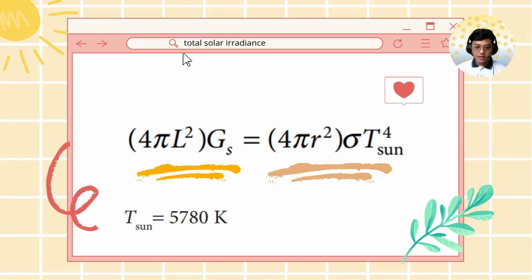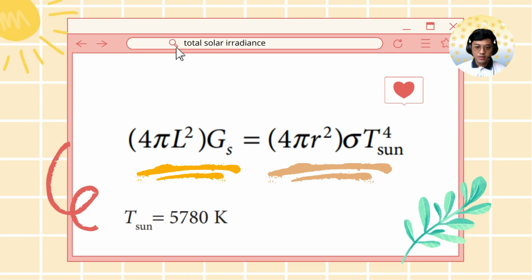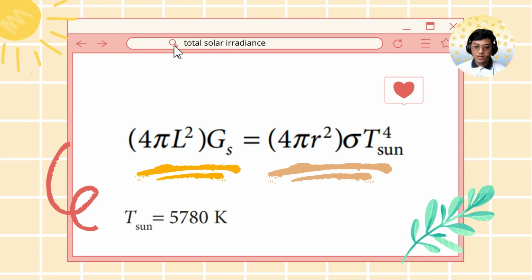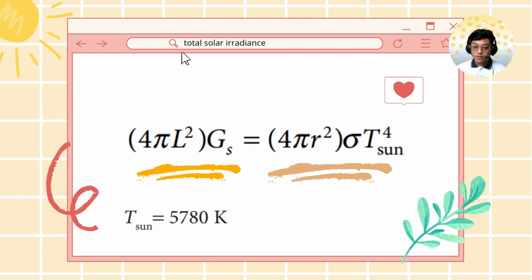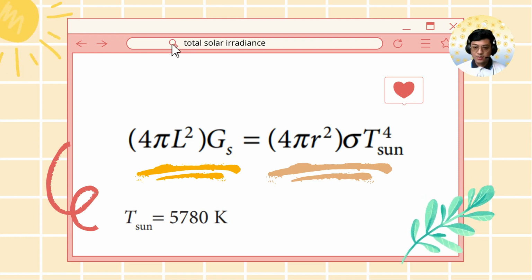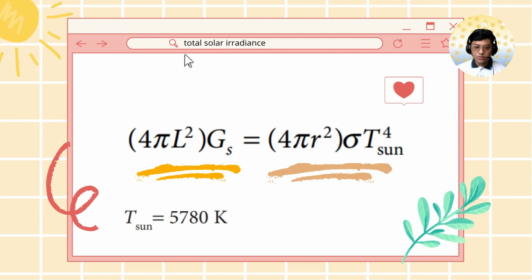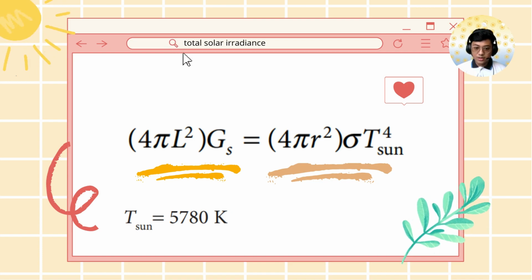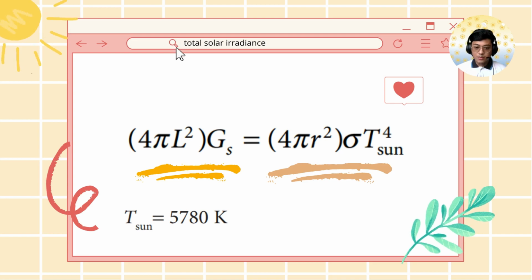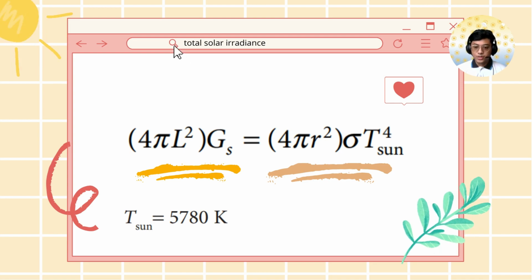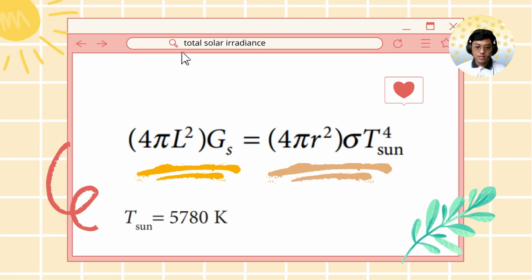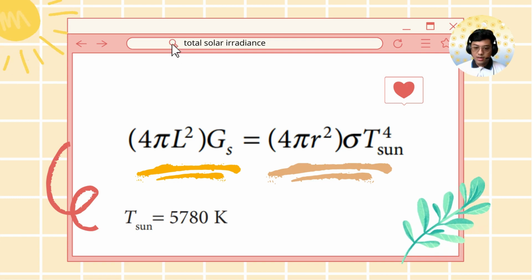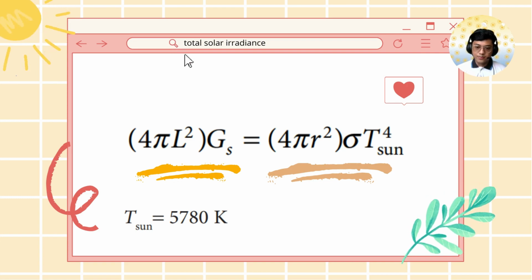The value of total solar irradiance can be used to estimate the effective surface temperature of the sun from the requirement that 4 pi L squared times G sub S is equal to 4 pi R squared times sigma, the Stefan-Boltzmann constant, times the temperature of the sun raised to 4, where L is the mean distance between the sun's center and the Earth, and R is the radius of the sun.